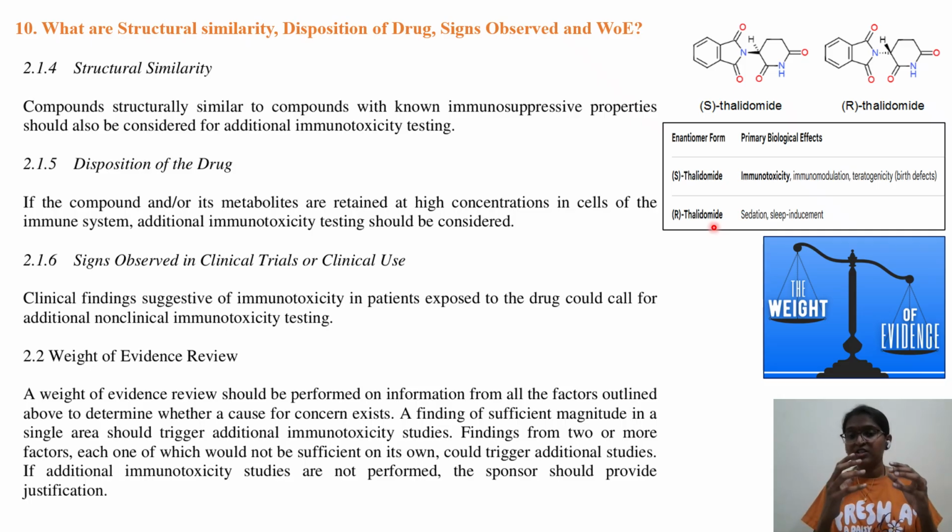But what has happened when this pregnant woman took this drug: in our body, the R form was converted into S form, and this S form is the one which is causing the teratogenicity. In addition to teratogenicity, this form will also cause immunotoxicity, immunomodulation. Okay, so this is a classic example of how the structural similarity matters.